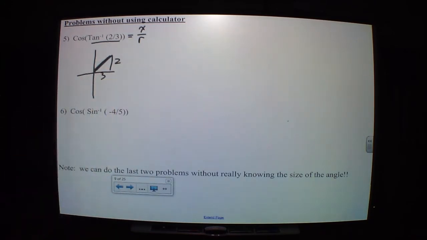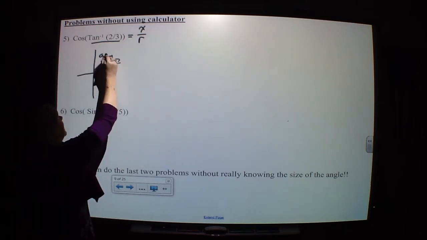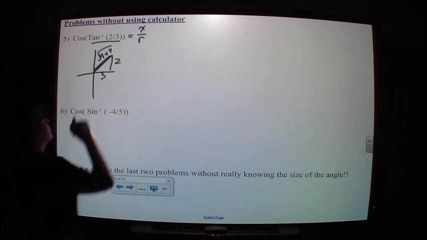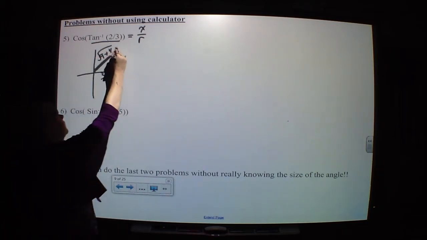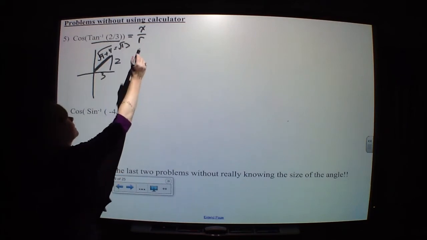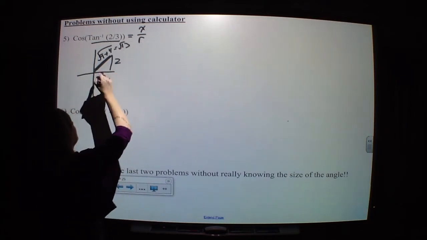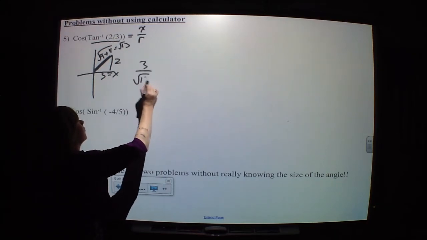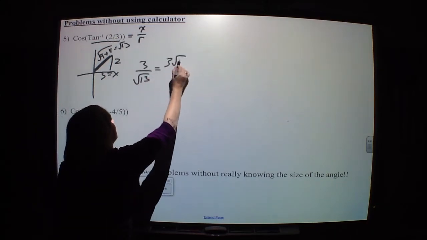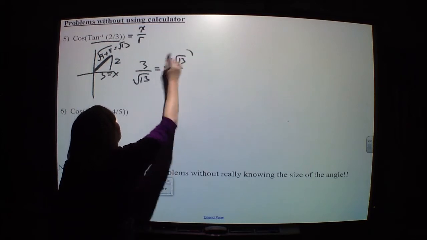So all I have to do is find this missing side here, this r. And remember, a leg squared plus a leg squared equals a hypotenuse squared. So 9 plus 4, take the square root of that. 3 squared is 9, 2 squared is 4. So that's the square root of 13. So the x is 3. So I have 3 over the square root of 13, which is 3 square root of 13 over 13.